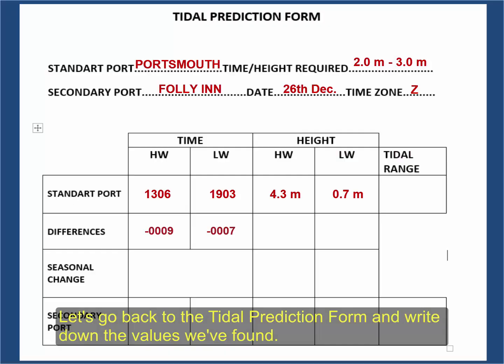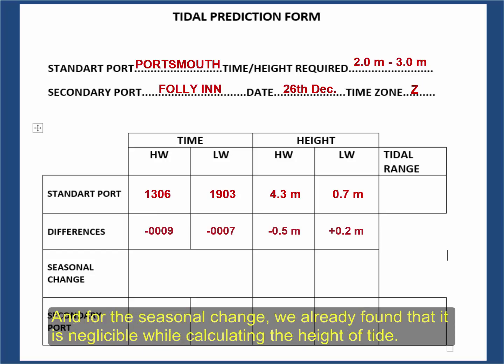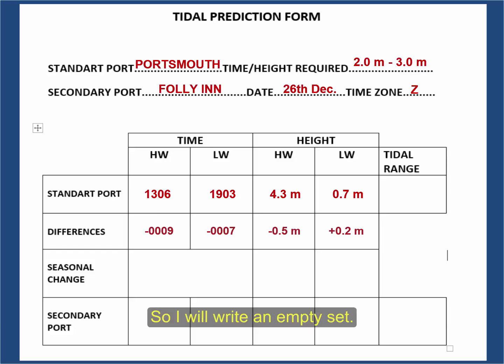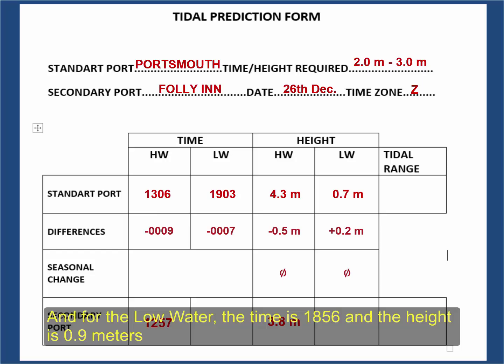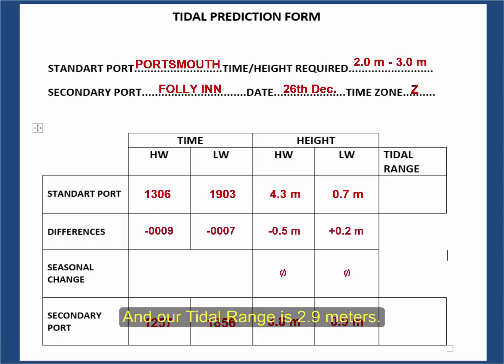Let's go back to the tidal prediction form and write down the values we've found. For the seasonal change, we already found that it is negligible while calculating the height of tide, so I will write an empty set. When we do the calculations, we find 1257 hours and 3.8 meters for the high water. For the low water, the time is 1856, and the height is 0.9 meters. And our tidal range is 2.9 meters. Now we can go to our tide curve graph.